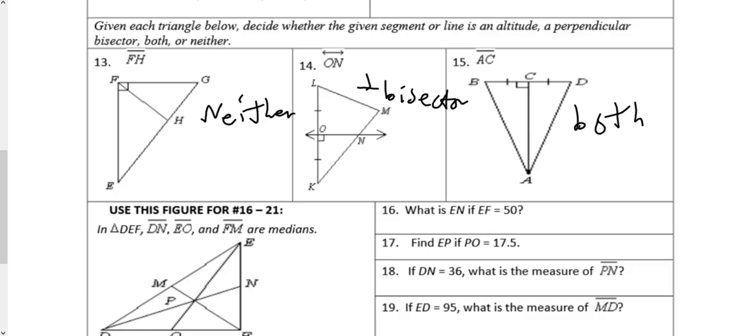Actually, on 14, it's both also, because an altitude... Okay, brain's not working. Altitude has to come from a vertex. I confused myself. So 14 is only a perpendicular bisector. On 15, it's both. Sorry about that.